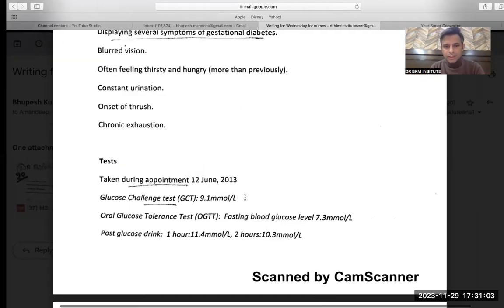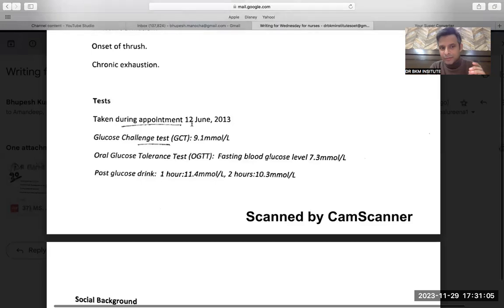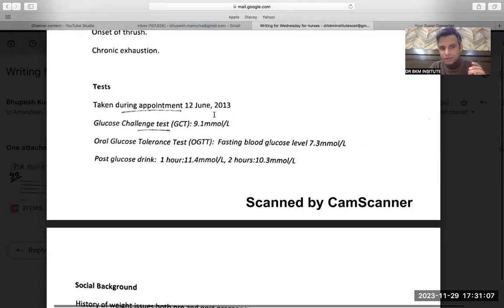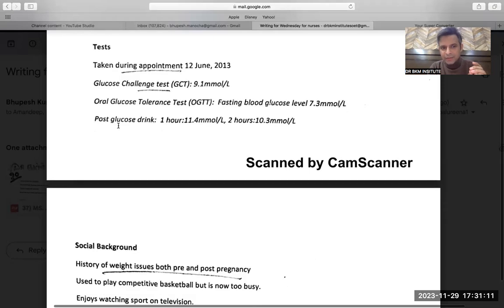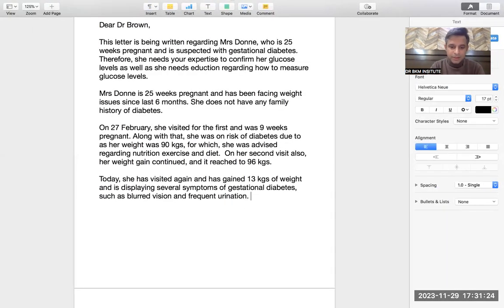Okay. Tests taken during the appointment 12 June, GCT, OGTT, and post glucose drink test. So now this is the main thing. I know these tests are very important to be noted, but again, you do not have the word count now. What to do? So you say, therefore, few tests have been conducted.